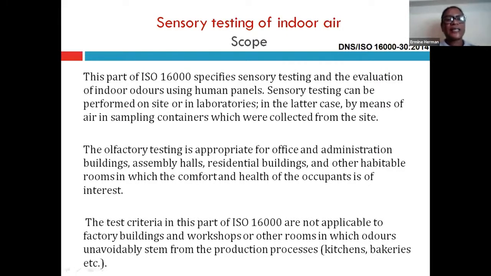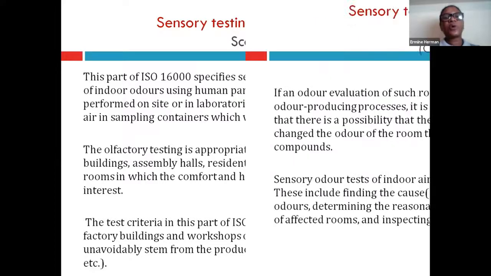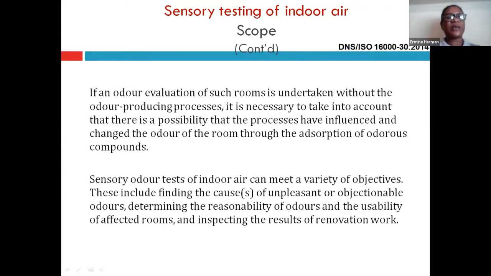The olfactory testing is appropriate for office and admin buildings, assembly halls, residential buildings, and other habitable rooms in which the comfort and health of the occupants is of interest. You should also note that it is not applicable to factory buildings and workshops or other rooms in which odors are produced, for example, kitchens, bakeries, because they either will mask the odor of the issue, or it will produce or enhance the odor of the issue. So it is only limited to specific areas.